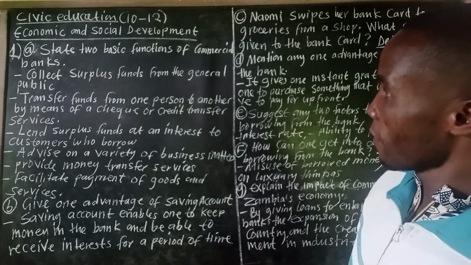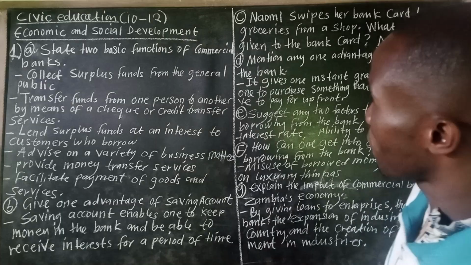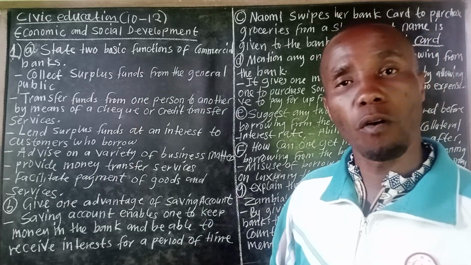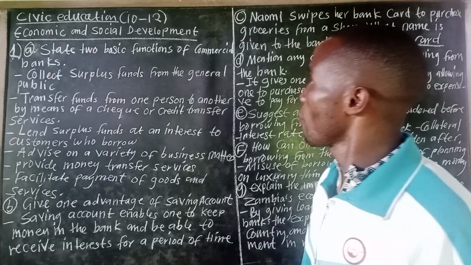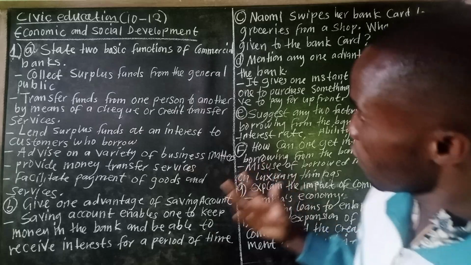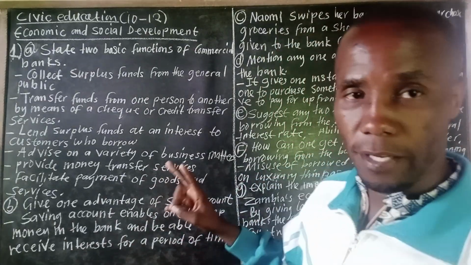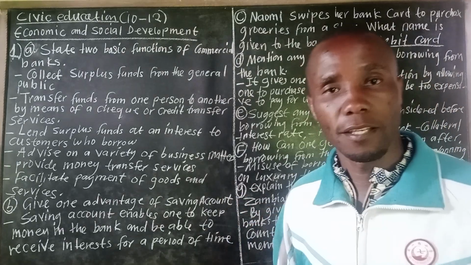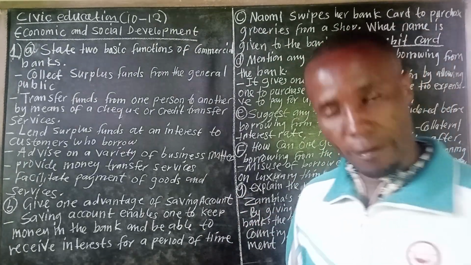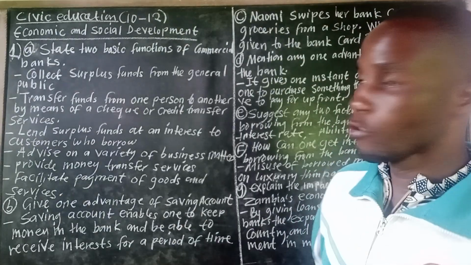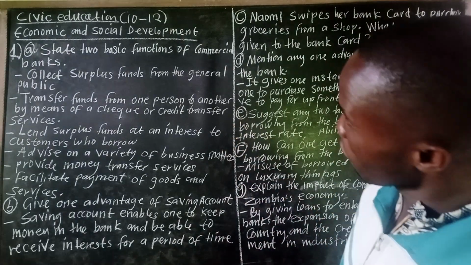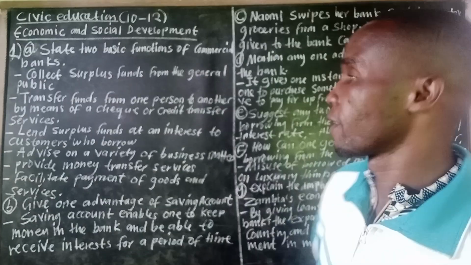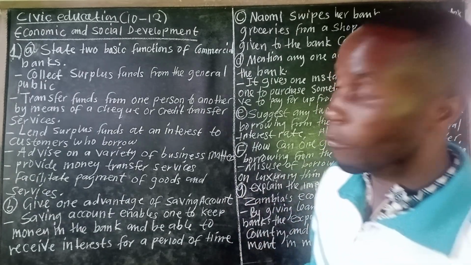The first question: state two basic functions of commercial banks. Two basic functions of commercial banks. Now, I'm not going to give you only two, which they want there. I'll give you more than that, because we never know the way the question will come during your exam. Maybe they will tell you to state more than two basic functions of a commercial bank. Therefore, I'm going to give you more than that.